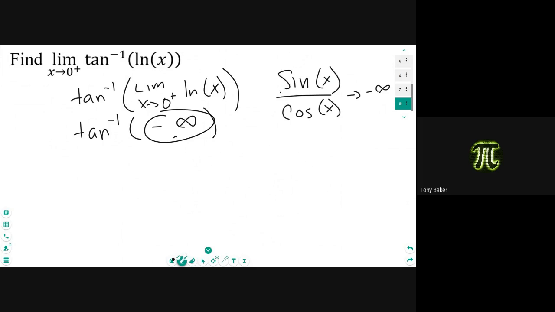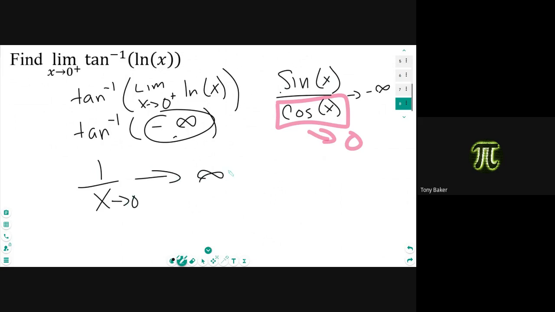Since I'm going to infinity, this goes to 0, because that's what we just showed a second ago. As the bottom goes to 0, that was that 1 over x, as that goes to 0, this whole thing goes to infinity, right? You understand that piece? Same thing here. As cosine of x goes to 0, this whole fraction has got to go to infinity or negative infinity.